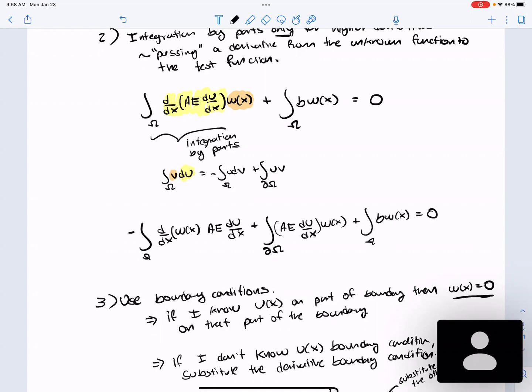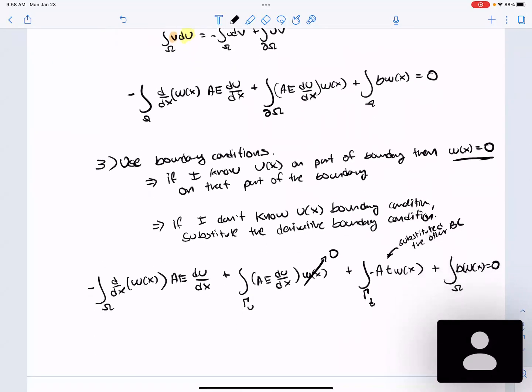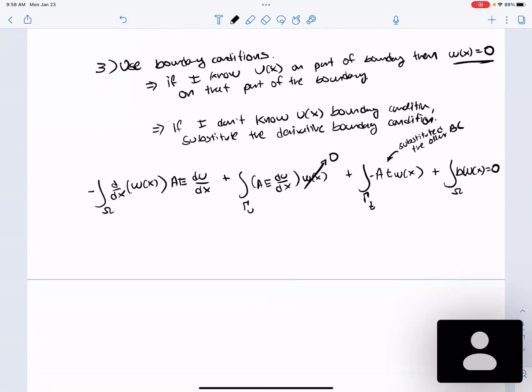And then when we have that boundary integral, we need to do something with the boundary conditions that we have. We just have two things to do. If the boundary condition is one of these displacement boundary conditions, then we automatically set the weight function to 0. If the boundary condition is on the derivative or the force, then we just substitute that value. And that's it. Now we can write the weak form.